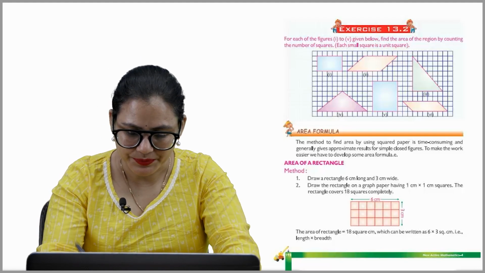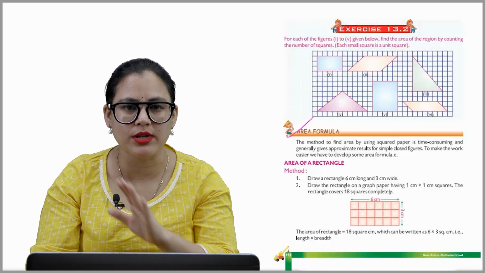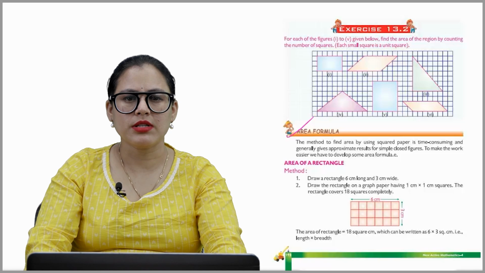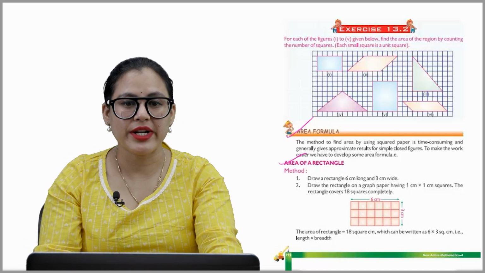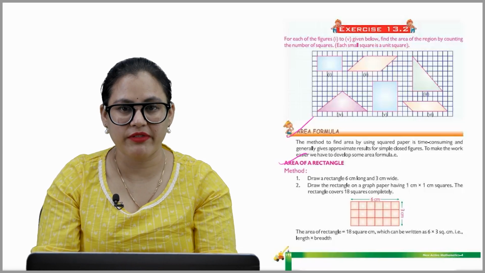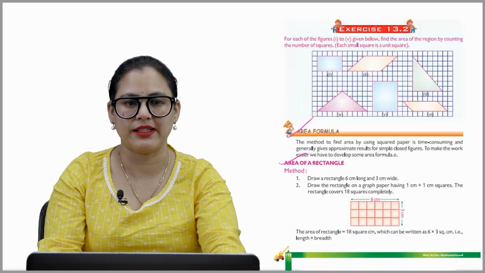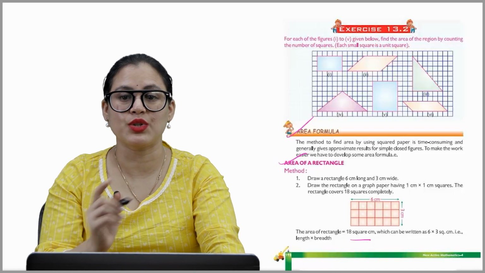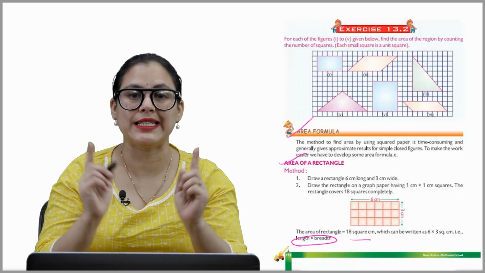Now area formula. The method to find area by using squared paper is time consuming and generally gives approximate results for simple closed figures. To make the work easier, we have to develop some area formula. Okay, area of a rectangle. Method. 1. Draw a rectangle 6 cm long and 3 cm wide. 2. Draw the rectangle on a graph paper having 1 cm by 1 cm squares. The rectangle covers 18 squares completely. The area of the rectangle is equal to 18 square centimeter, which can be written as 6 into 3 square centimeter. That is length into breadth. So the area of a rectangle is length into breadth.